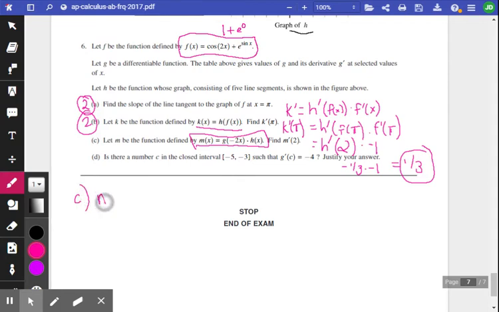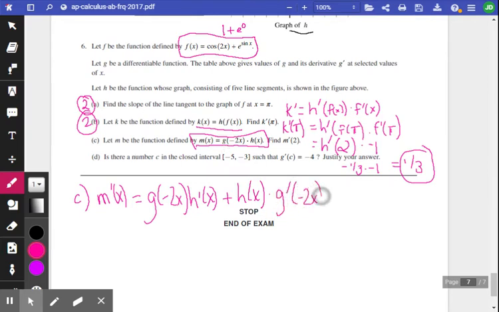Okay, m prime of x equals, we're going to product rule this. So the first times the derivative of the second plus the second times the derivative of the first. So the derivative of g of negative 2x is going to be g prime of negative 2x times the derivative of what's inside, so times negative 2. You do get a point for that derivative.